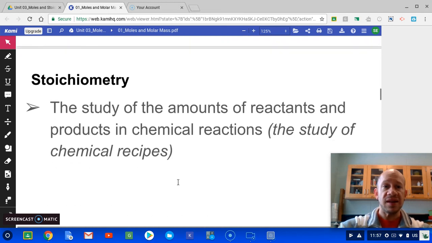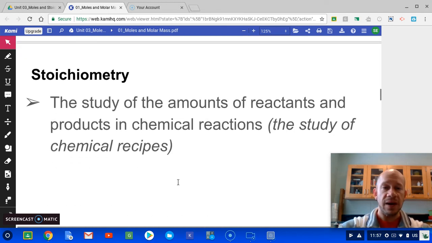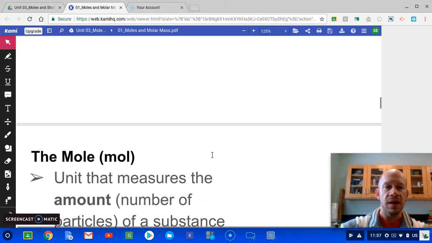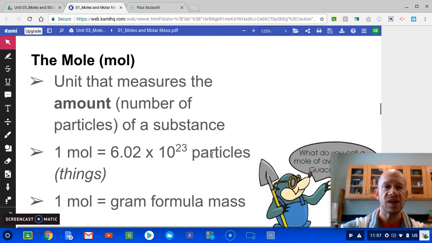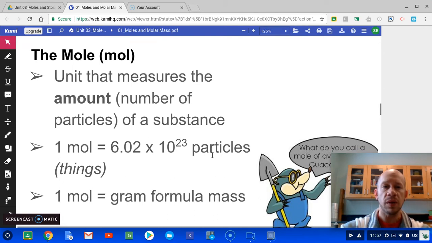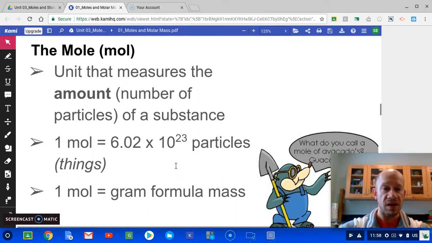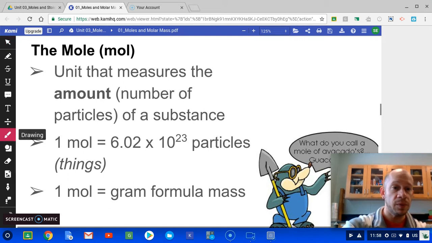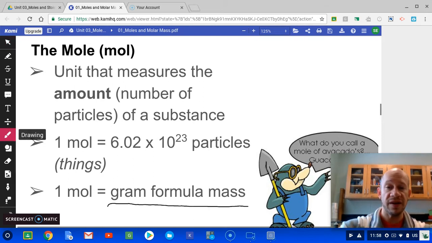Stoichiometry is the study of the atoms of reactants and products in chemical reactions, or the study of chemical recipes. The mole is defined as the unit that measures the amount or number of particles of a substance. 1 mole is equal to 6.02 times 10 to the 23rd particles. That's how many things we have. 1 mole is also equal to the gram formula mass. So this is one of the important concepts that you should become very familiar with.